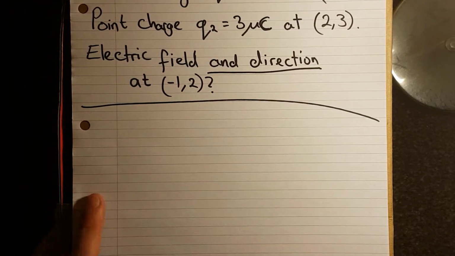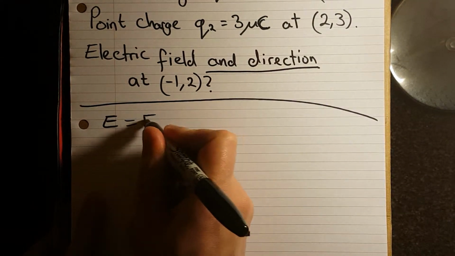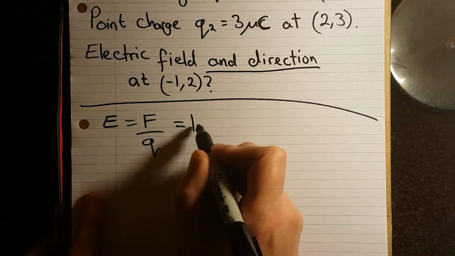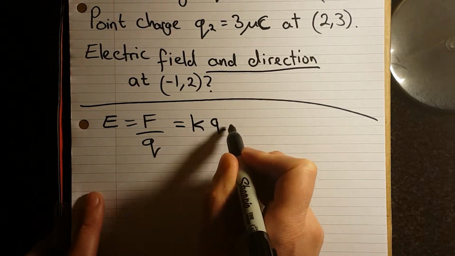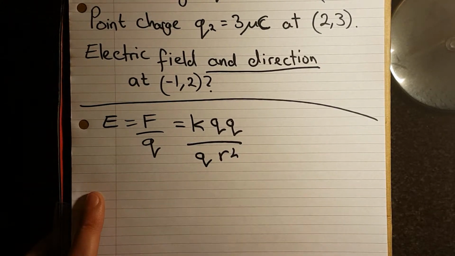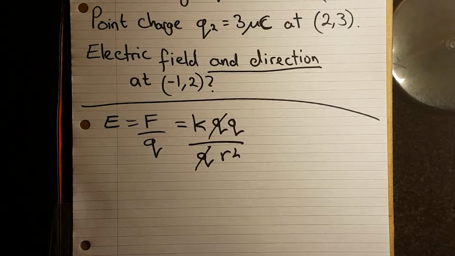Now to start off, the equation that we need is that the electric field is equal to the force per unit charge. The force comes from Coulomb's law, which is Coulomb's constant k, Q over r squared, times the q. And we're left with the q in question that we can calculate with.